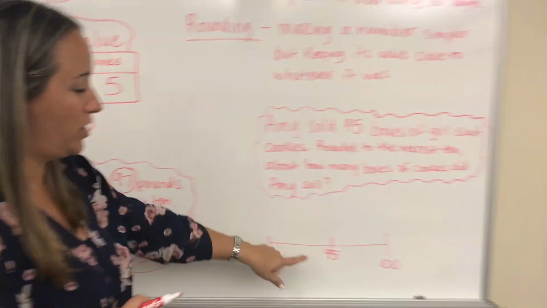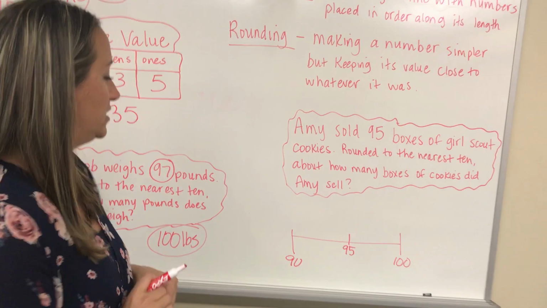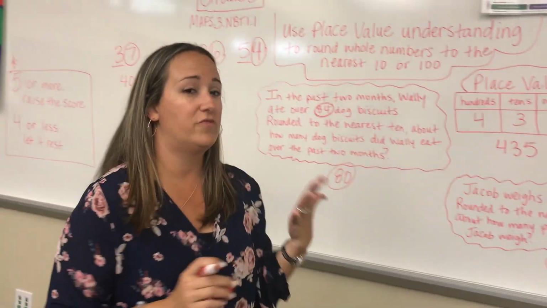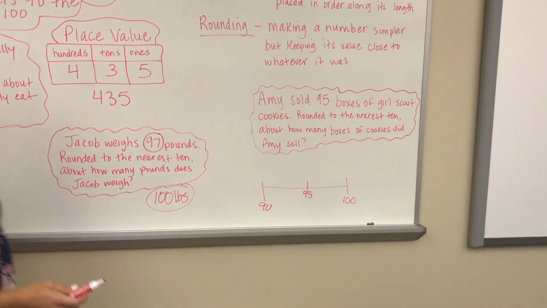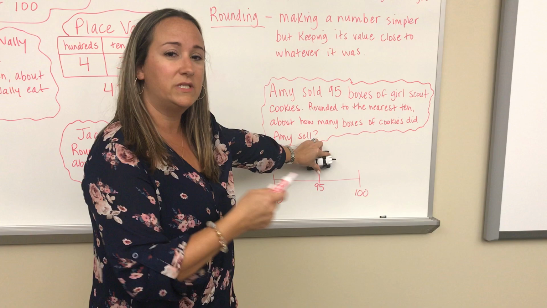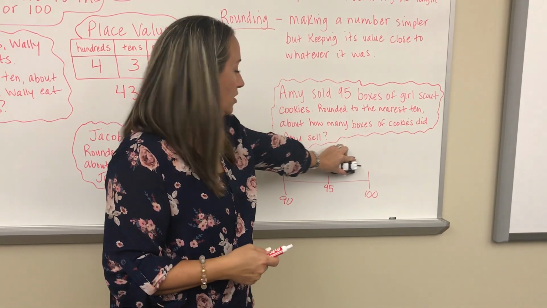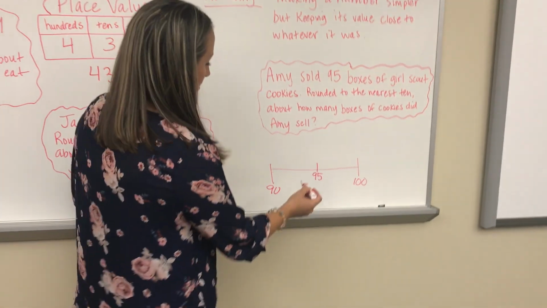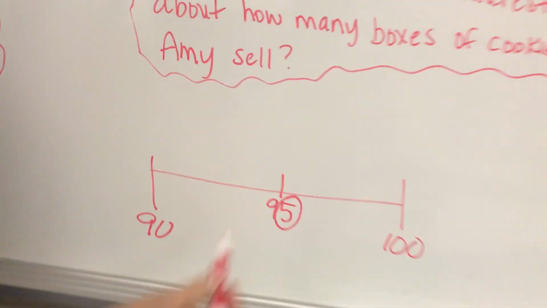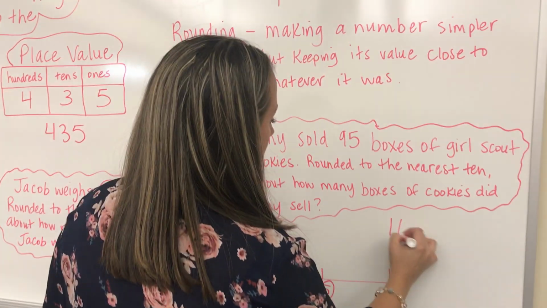So, since this is where our number falls, we need to remember the rule of 5 or more, raise the score, because it's right in the center. So if I were to take my car out, it would be the equal distance to either go to the 100 or to go back to the 90. So we need to look at the ones place, and if it's 5 or more, we're going to raise the score. So she sold about 100 boxes.